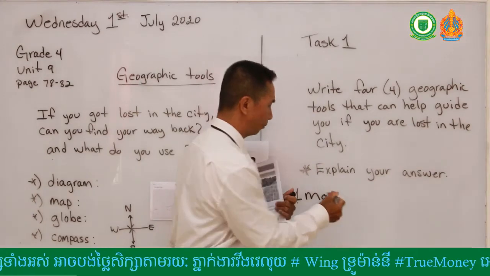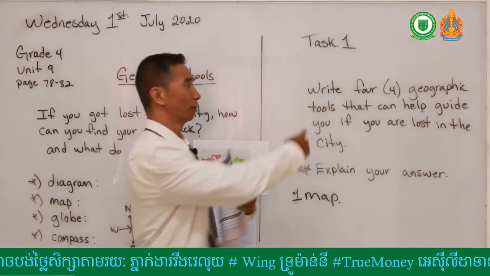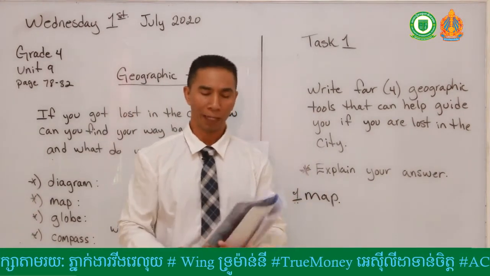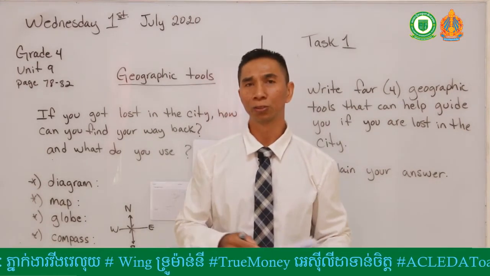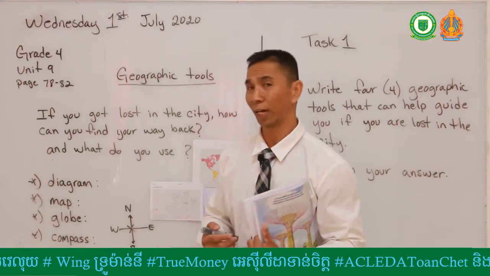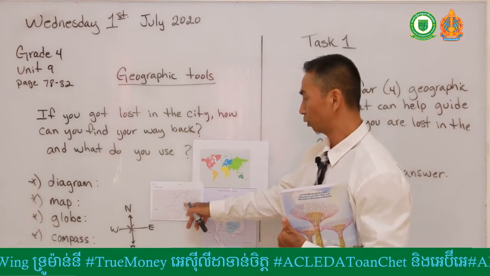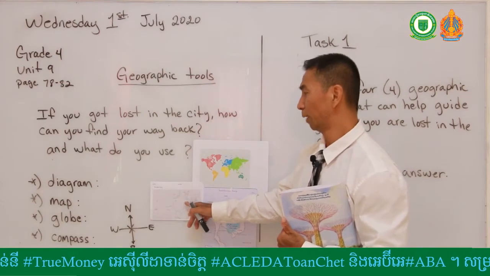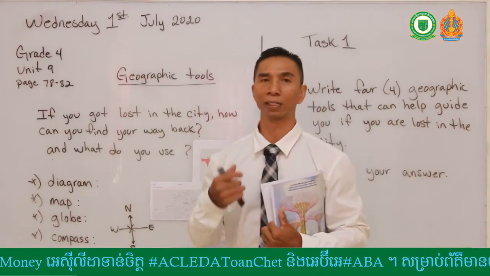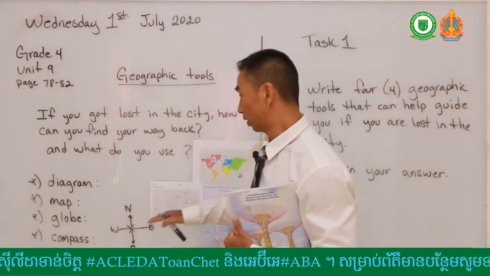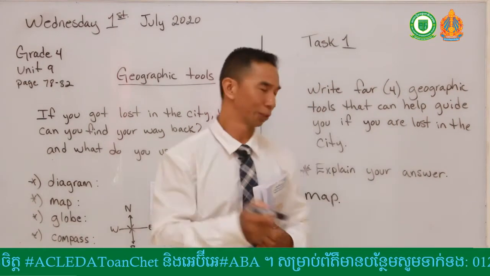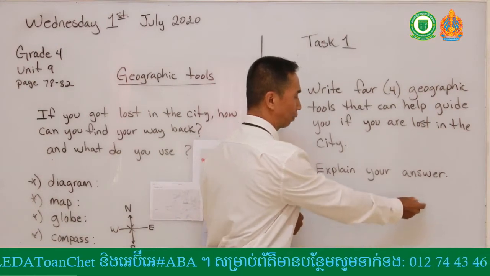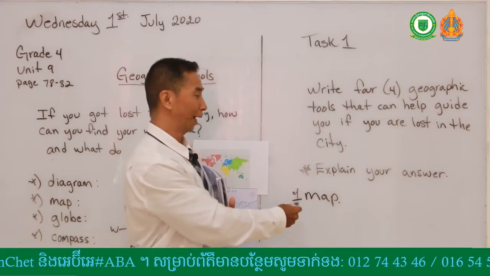Now, what do I use a map for? That's one of my geographic tools. A map can help guide me to my destination points. So I can use a map, like the map here of Phnom Penh. Going from Phnom Penh to Siem Reap, a map can help guide me on my trip from Phnom Penh to Siem Reap. So that's how I would write my examples in my answers.